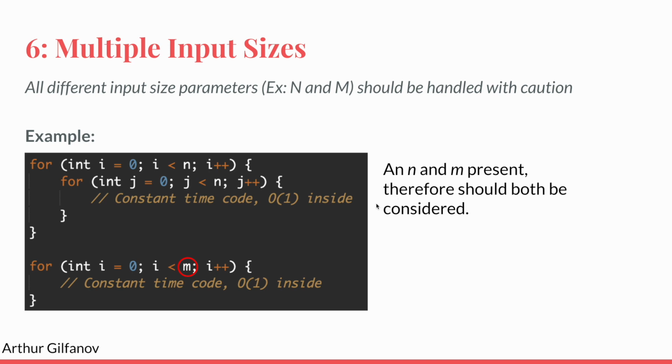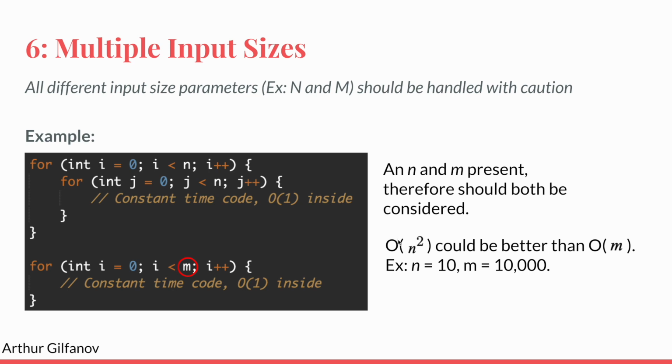Why, you may ask? This is because depending on the input constraints, O of n squared could be better performance than O of m, even though n squared is a higher degree polynomial than O of m. For example, if n is equal to 10 and m is equal to 10,000, then n squared would do roughly 100 operations, while O of m will do 10,000 operations, which is much worse. Therefore, the time complexity of this code, if we handle n and m both, is O of n squared plus m.